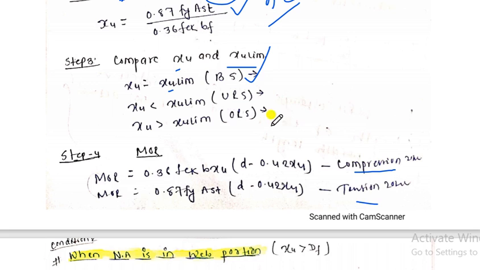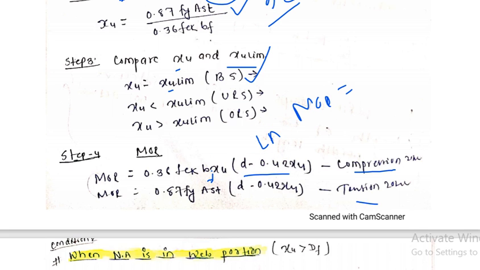So the moment of resistance, MOR, is equal to force into lever arm. What? Force into lever arm. So the compressive force is 0.36 FCK BF XU, and this one is the lever arm. Hope you understand what is meant by lever arm.